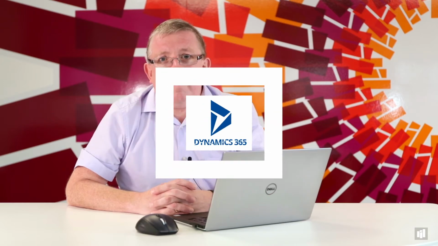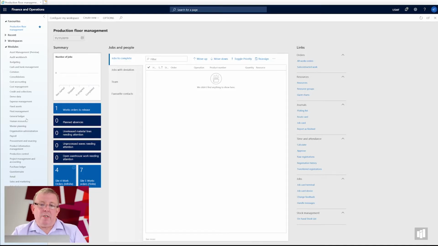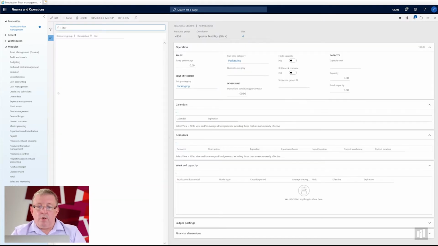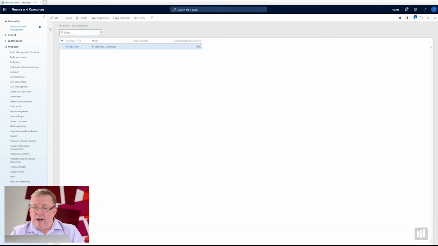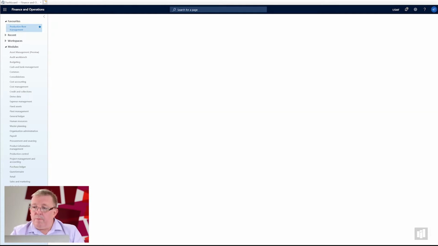Let's have a look at the system and see what Dynamics 365 for Finance and Operations gives us in that area. So our organisation is set up with two different sites. One who wishes to use infinite capacity and one that wishes to use finite capacity. We can see that the resource groups and all the resources within them are set up with an 8 hours per day calendar to see how much capacity they have available.